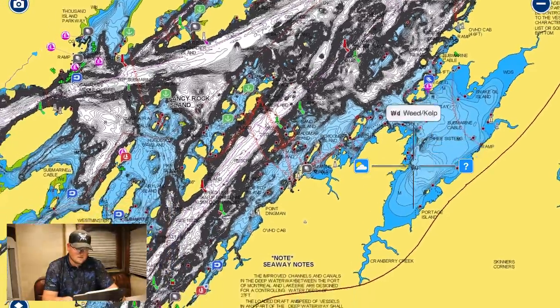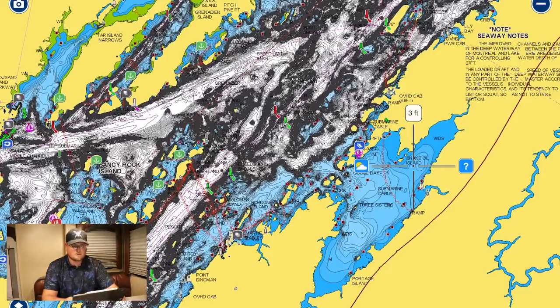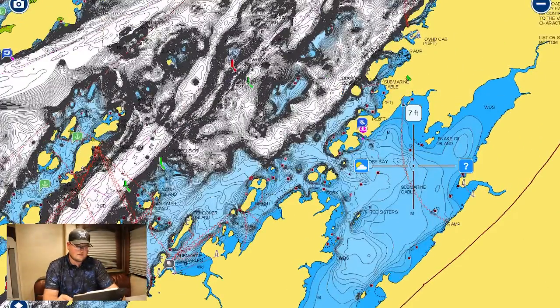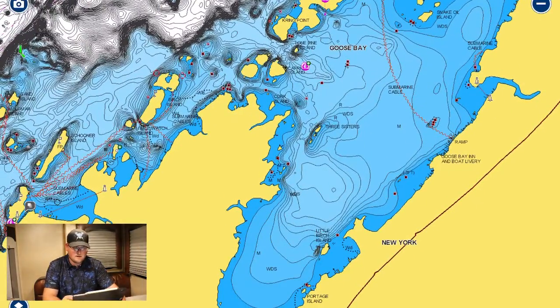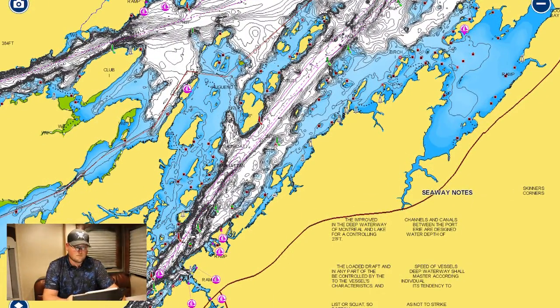Goose Bay, also full of vegetation, lots of largemouth back here. That seemed to be a pretty hot spot. Again, the water gets a little less clear, a little bit more algae back here, so it's tailor-made for fishing for largemouth. I didn't fish here during the tournament, but I spent a little bit of time during practice.